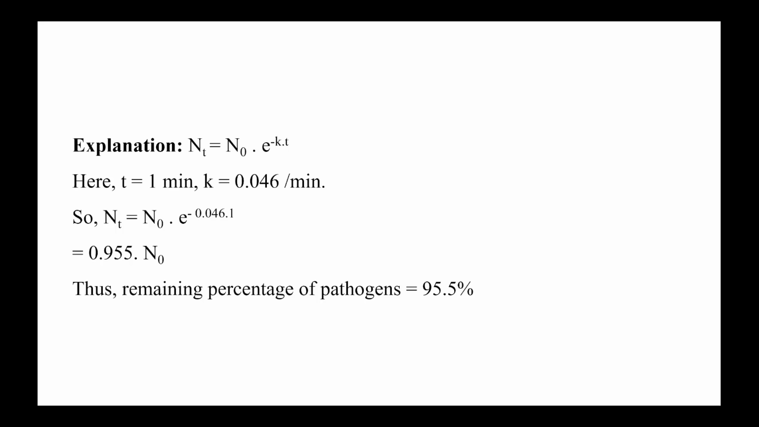So this is also similar to one of the previous questions that we had solved. So NT is the final amount of bacteria, N0 is the initial amount of bacteria, and e raised to the power of minus k into t. K is already given in the question as 0.046. T is given in the question as 1 minute. So you just have to solve the ratio of NT by N0. If you find the ratio of NT by N0, basically you will get the percentage. So it is coming as 0.955. If you multiply it by 100, you will get 95.5%.